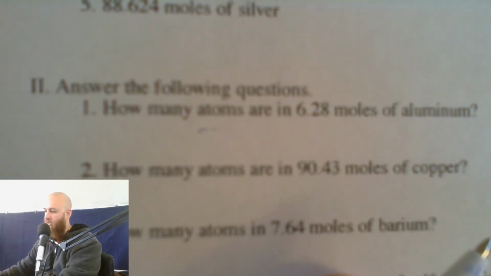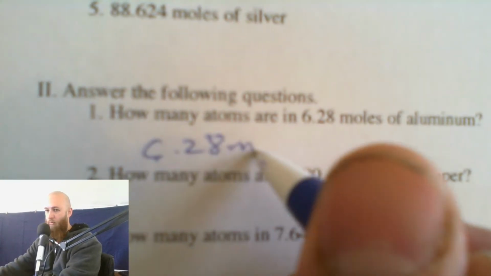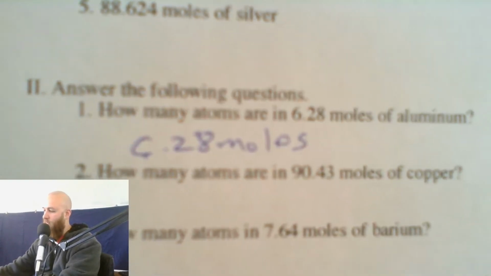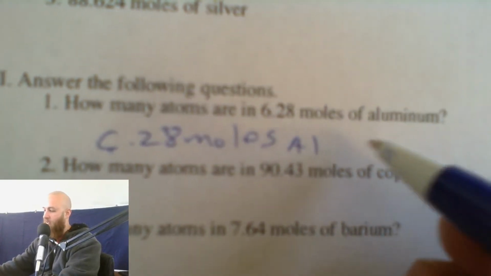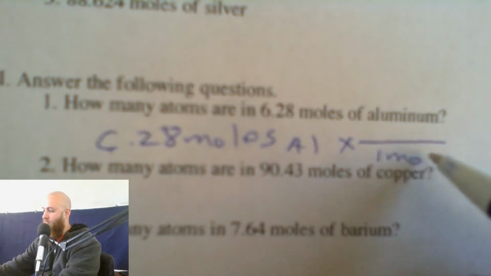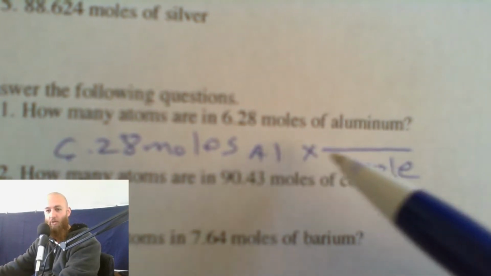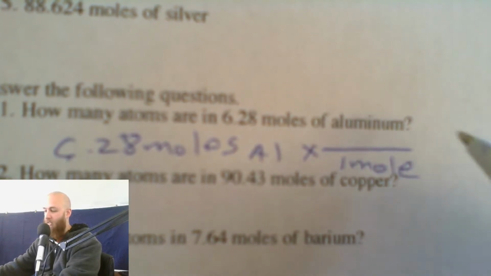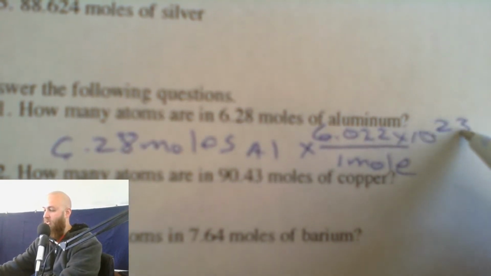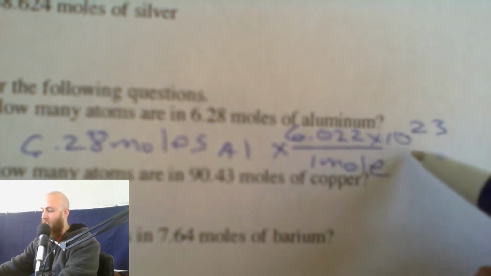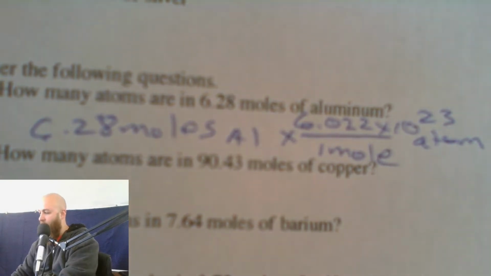Let's do number 1 here. How many atoms are in 6.28 moles of aluminum? This is not bad. I get rid of moles. And no matter what we're dealing with, here it's aluminum, but this could have been any element, it's always going to be 6.022 times 10 to the 23rd things in 1 mole. In this case, it's an atom. That's the rep particle of aluminum.